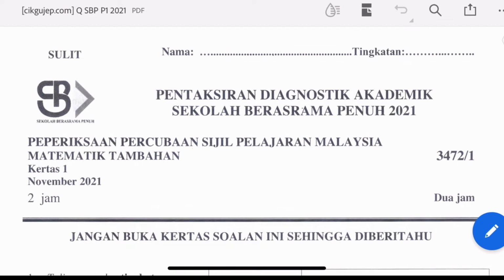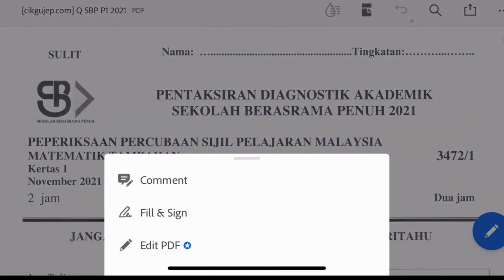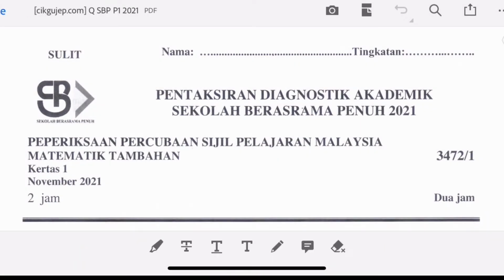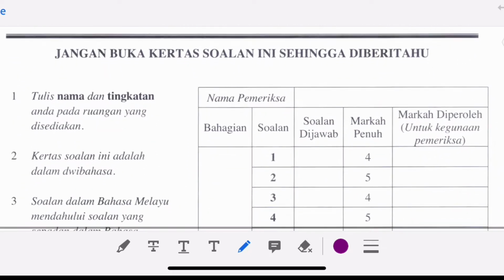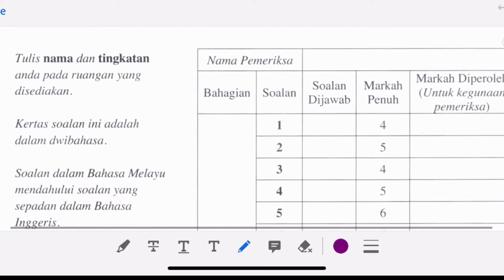Form 5 students, today I would like to share with you all how to solve Paper 1 Additional Mathematics for the trial exam Sekolah Berasrama Penuh 2021. So let's have a look at this set of paper.